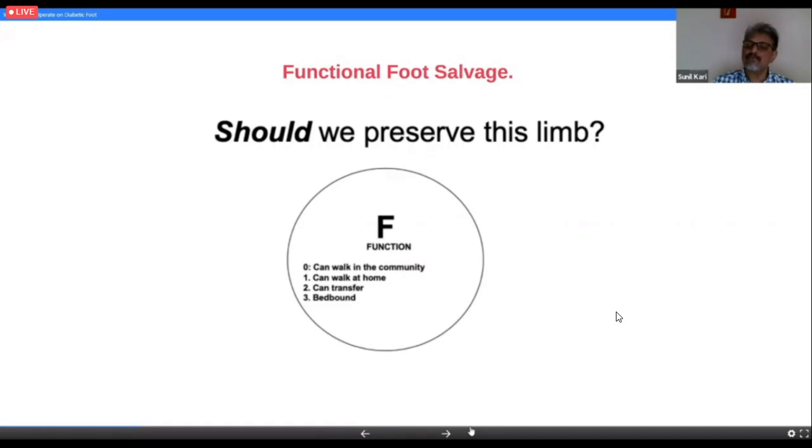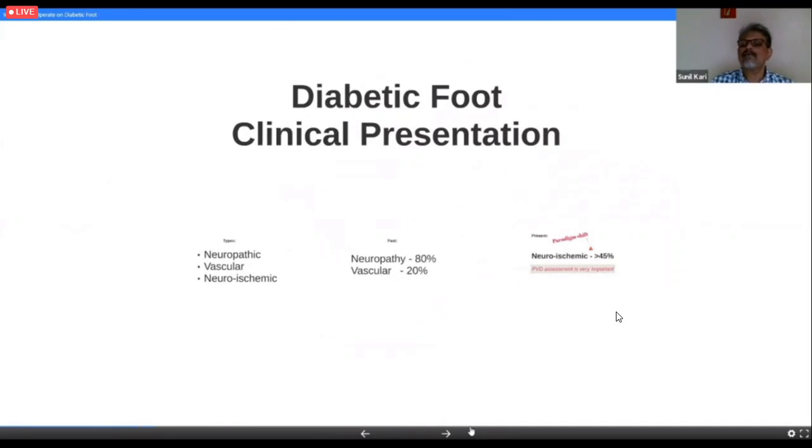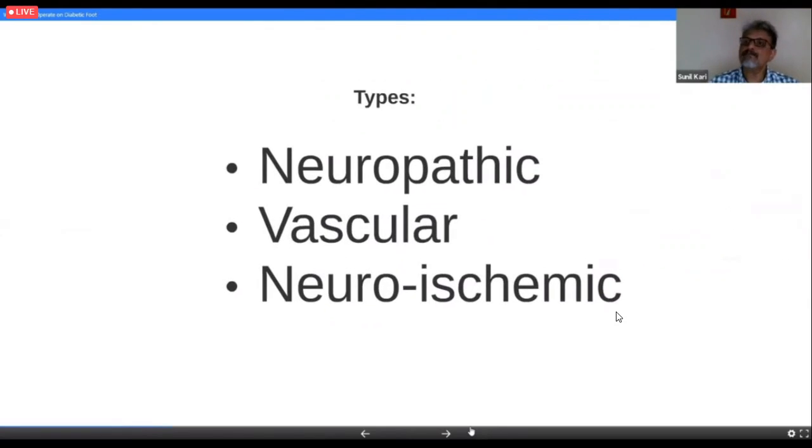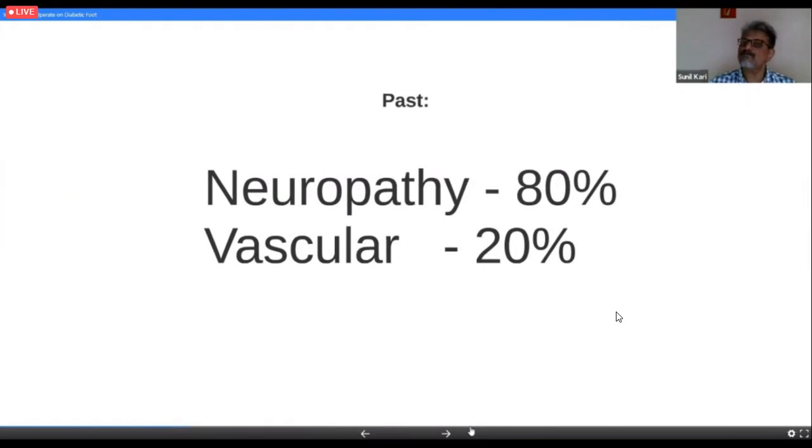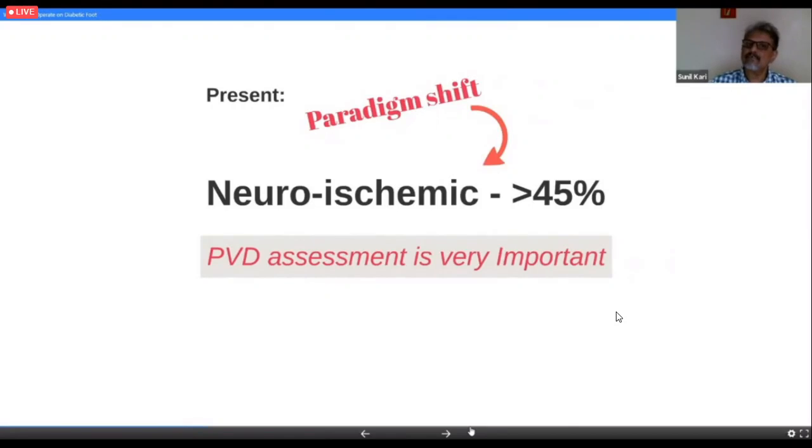Questions again in the function have been asked, 0 to 3. Can he walk in the community? Or can he walk at home? Can he transfer himself, or is he going to be bedbound? So this aspect, and what exactly are the clinical presentations in day-to-day practice. We all know that we have three types of diabetic foot presentations: neuropathic, vascular, and neuroischemic. In the past, more than 80% were neuropathic and 20% were vascular. But at present there has been a paradigm shift, and we are seeing more and more neuroischemic feet, and PAD assessment is very important in day-to-day practice.